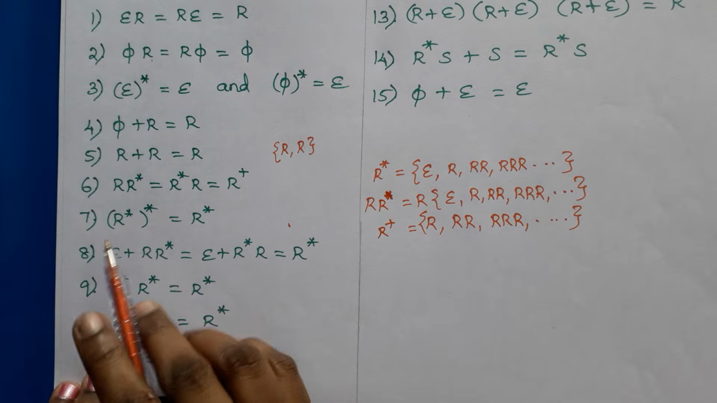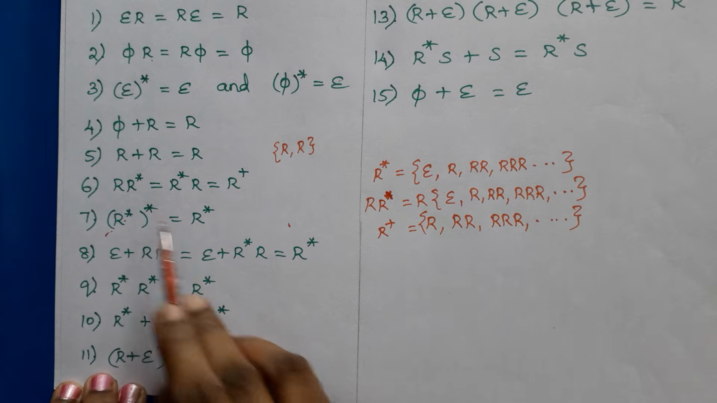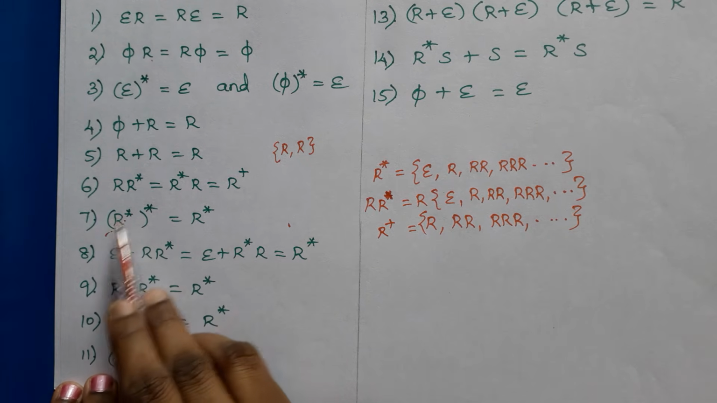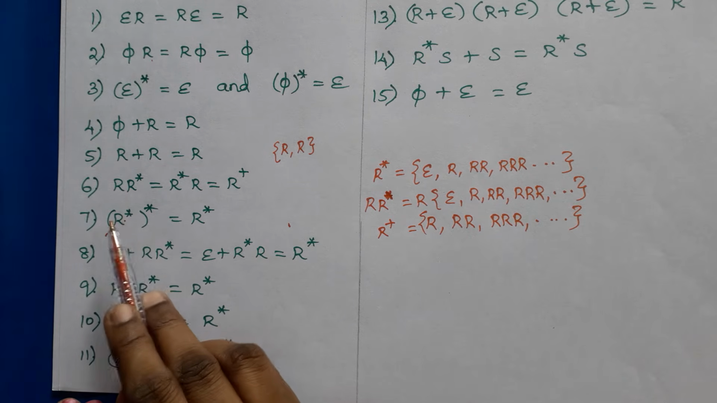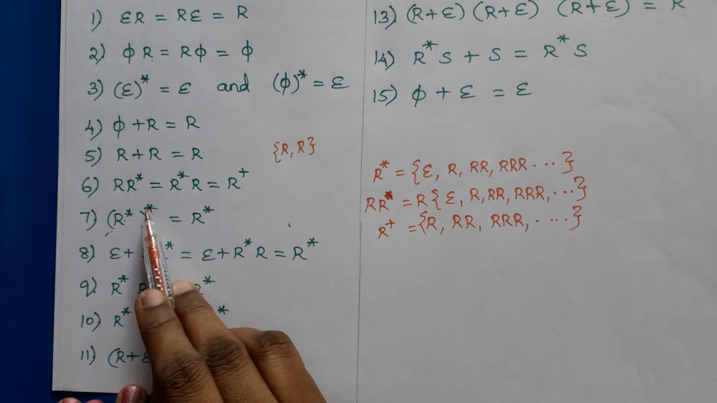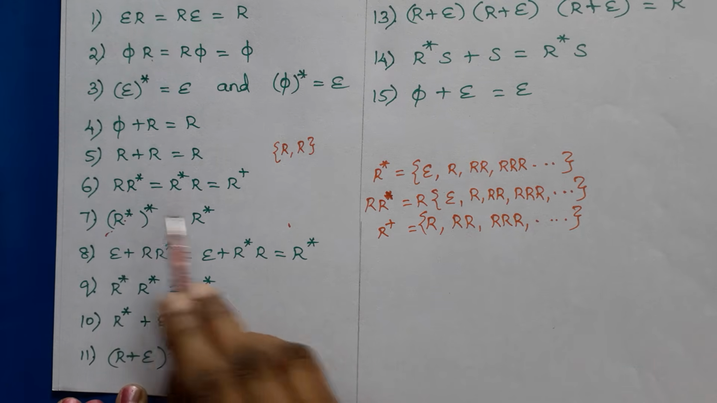Then the next one is r star star is equal to r star. R star itself gives any number of r's including epsilon. Again performing the same closure operation on the result, we get the same.